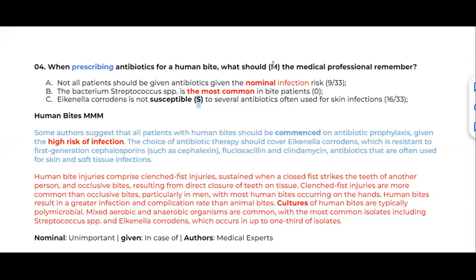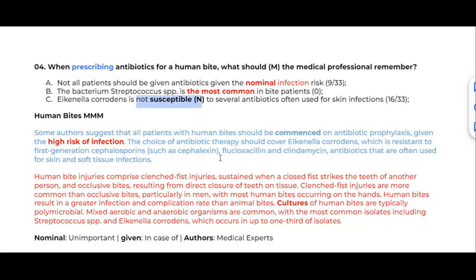Okay, so mostly that is true, but sometimes there will be exceptions. Here the question is M type and the answer is N type. Suppose we have eliminated the others and have no other option. Sometimes for an M type question, an N type or any type can come. So this is the correct one: is not susceptible to several antibiotics often.